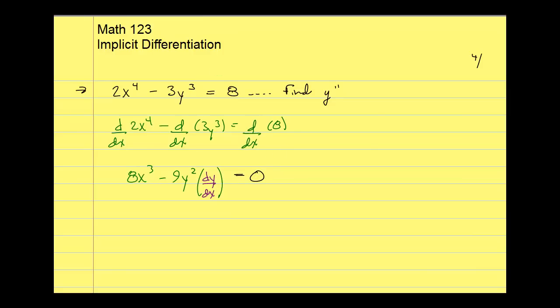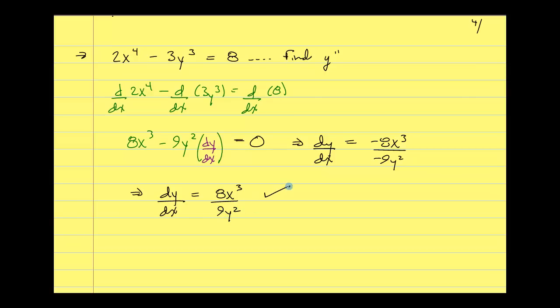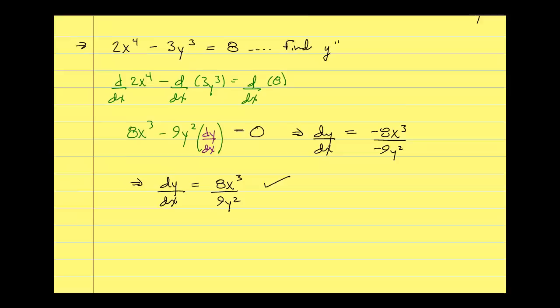Now I want to go through and solve for dy dx, so I get dy dx equals, I'm going to subtract the 8x cubed across and divide through by the minus 9y squared, and I get that dy dx is equal to 8x cubed over 9y squared. So that's not my final answer, it's an intermediate solution.